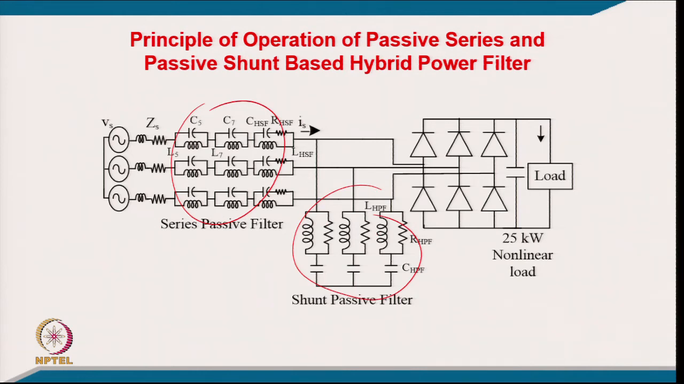So, by proper design we are able to maintain the voltage at the point of common coupling within a certain range, so that the load is not affected, and we are putting the shunt so that there is no problem of that.